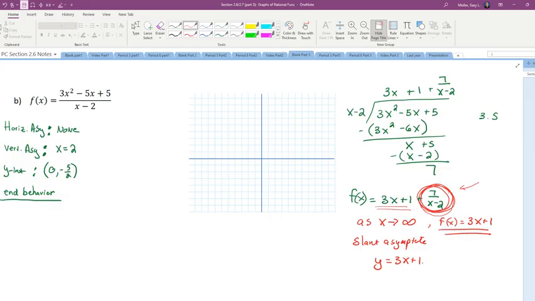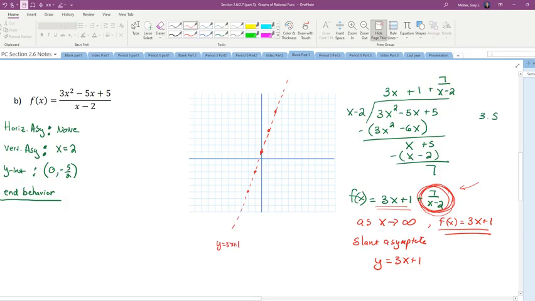So if I graph 3x plus 1, it has a y-intercept of 1 and a slope of 3, so up 3 over 1 each time. This is an asymptote. Label it, y equals 3x plus 1.